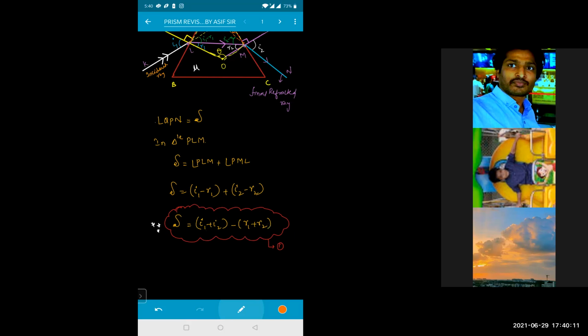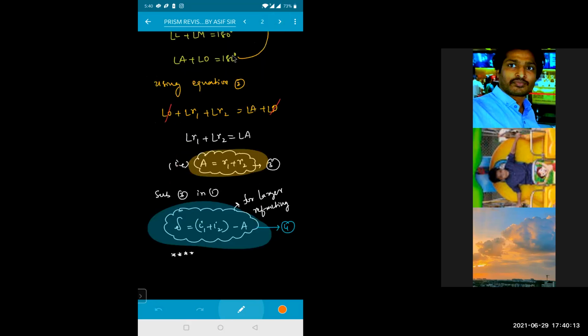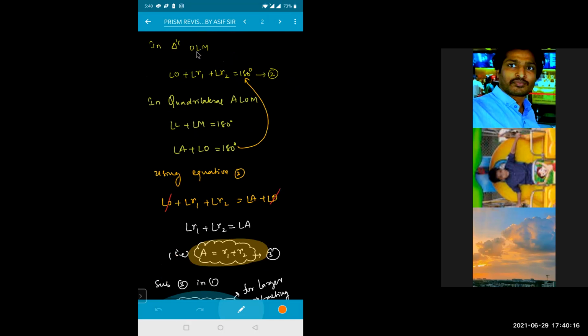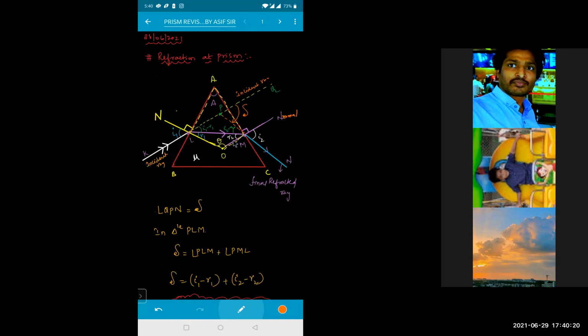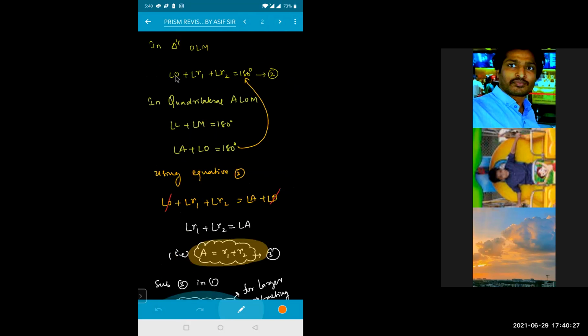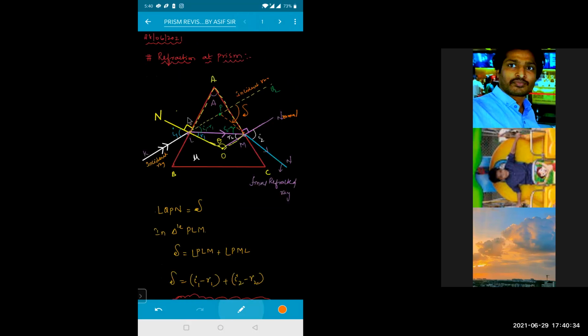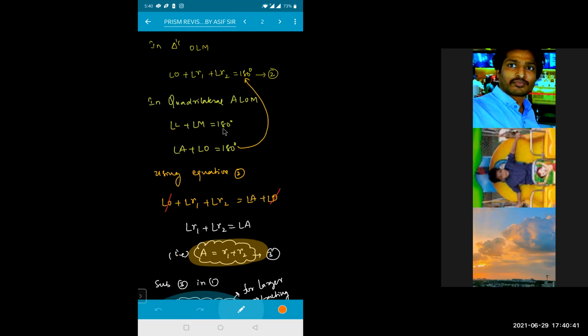Is it clear? Okay, sir. Now, next one, see. Now consider the quadrilateral. In the triangle OLM, I told you already, this total angle should be equal to 180 degrees. So angle theta plus angle R1 plus angle R2 is 180 degrees. Now in the quadrilateral ALOM, these two angles and these two angles must be equal. That means angle L plus angle M is 180, and angle A plus angle O will also be 180.